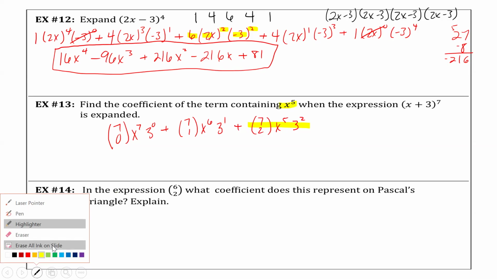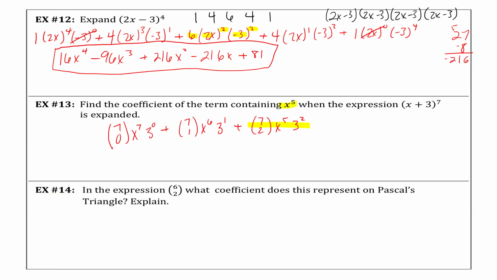No, a little more. We got to do the whole part. So 7 over 2, that means we have 7 factorial over 2 factorial times 5 factorial. Agree? Times 3 squared is what? 9, x to the 5th. So evaluating that is going to tell me what my coefficient would be.